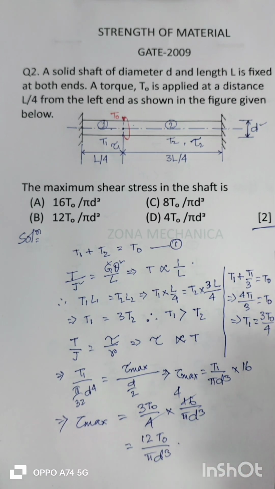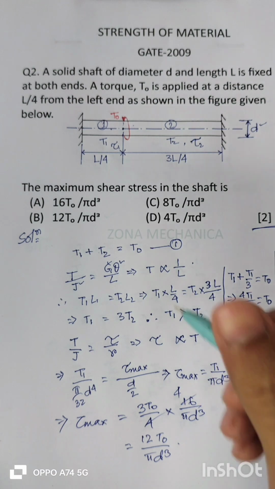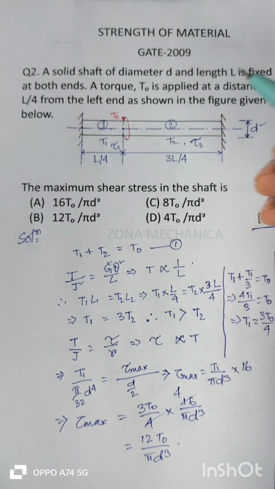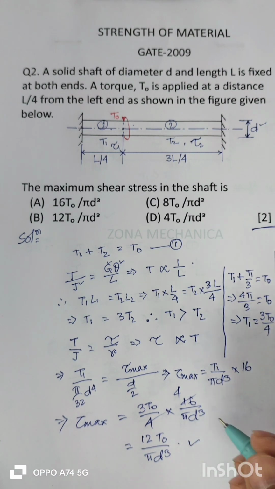Clearly, this is the maximum torque developed in the shaft, that is at the left hand segment. So clearly it's matching with option B. So option B is the correct answer.